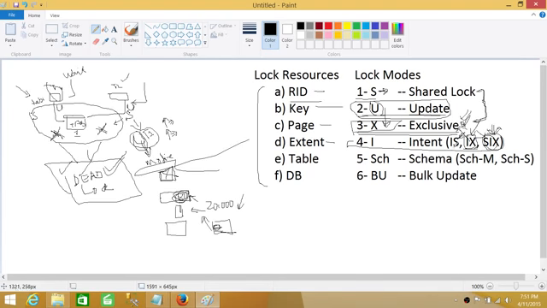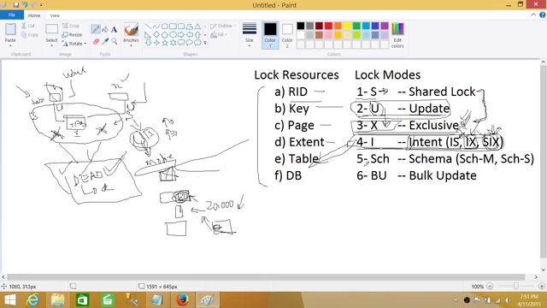And this is basically, when we talk about intent, that is a higher level lock. So it is placed only on the tables right here. So most of the time this goes back to right here. So table. Whenever it is intent, it mostly means table.